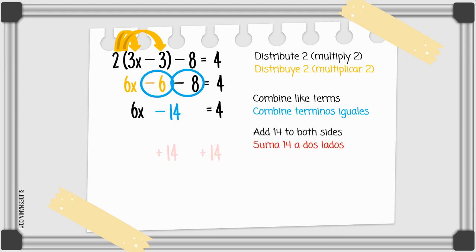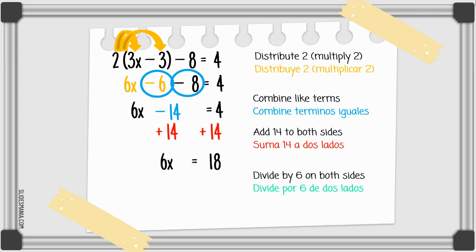Add 14 to both sides. Suma 14 a dos lados. Finalmente, necesitamos dividir por 6 de dos lados. Divide by 6. X is equal to 3. Great job!